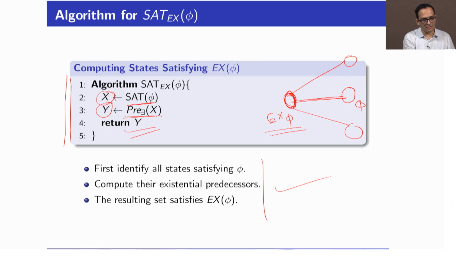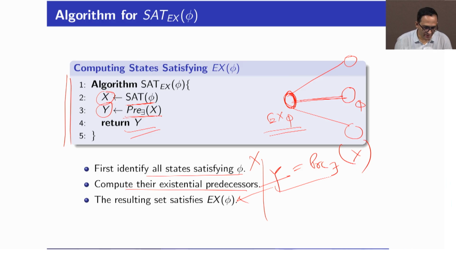Okay. Understood? So, this is the pseudocode for this algorithm. What I am effectively doing is identifying all the states where phi holds, then applying pre there exist of x, which identifies those states whose at least one successor is in x. Then I get y, the states where EX phi holds, and I return that y. So, this is our overall algorithm: first identify all states satisfying phi, this is my set x, and compute their predecessors, which is pre there exist of x. This gives me y, and this y is the set of states I return, that is, the states where EX phi holds.